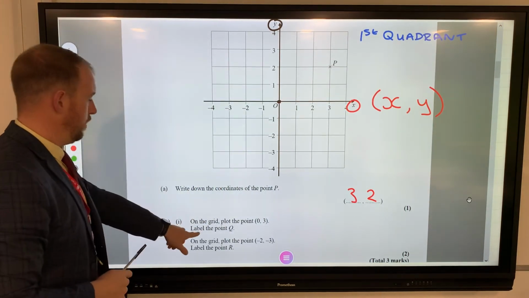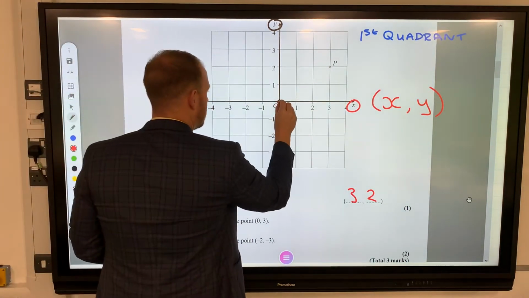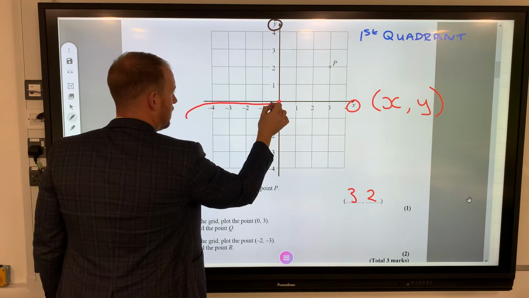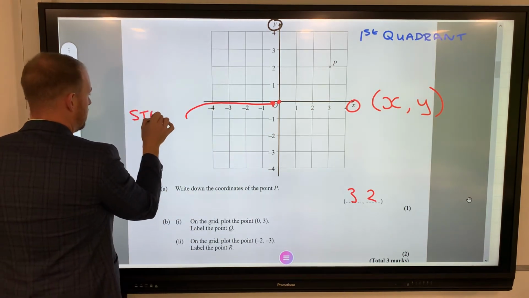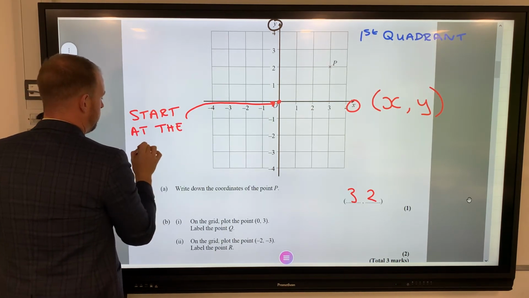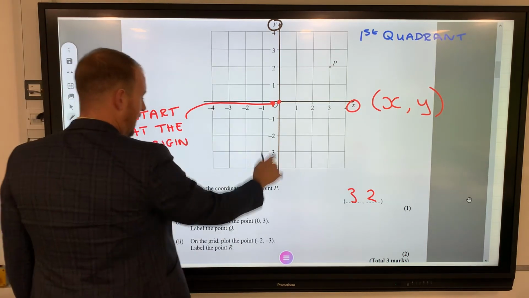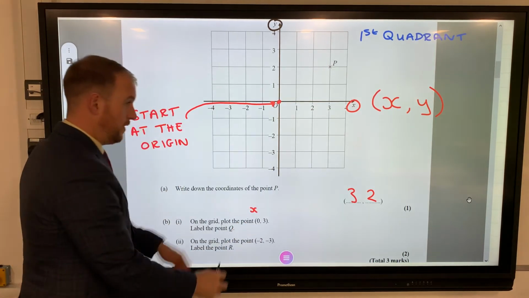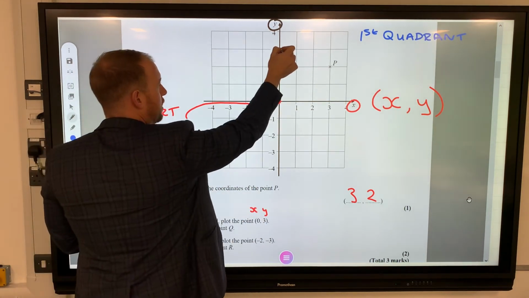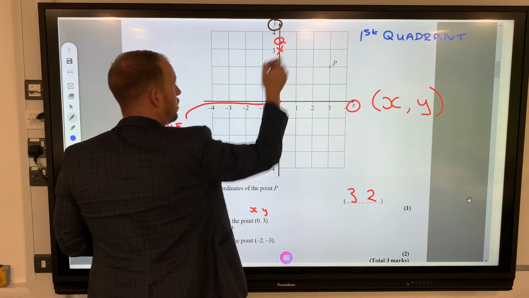So look at the questions that they've got here for us. On the grid, plot the point 0, 3. Remember, start in the middle, okay? That's called the origin. Okay, so if I draw a little line there, start at the origin. So 0, 3, start there. X value first is 0, therefore I don't have to move. My y value is 3, that 3 is positive, therefore I go up, put a little cross on the point, and label a point with a Q.